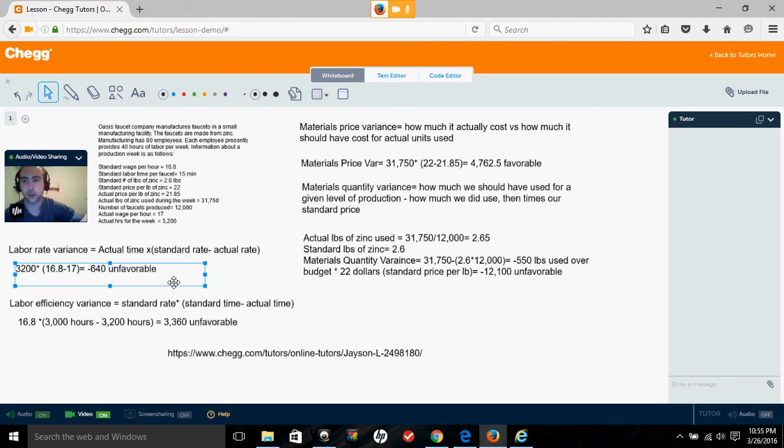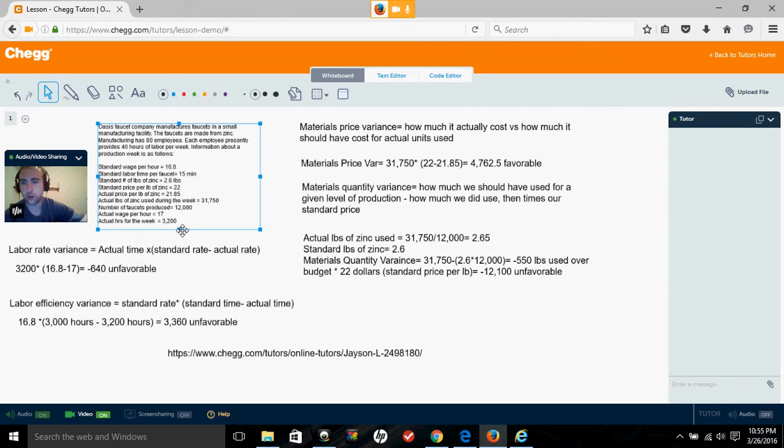This could be a result of working too much overtime, or I suppose hiring on more employees and paying them more. And for our efficiency variance, we just want to look at how many labor hours 12,000 units should have taken us to produce versus how many hours 12,000 units actually did take us to produce, and times our standard labor cost per hour.